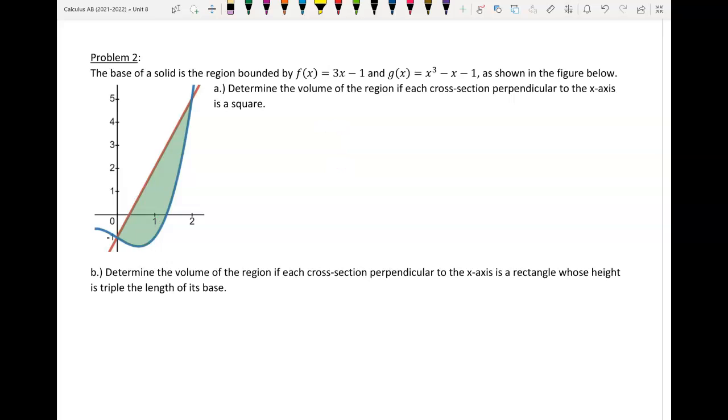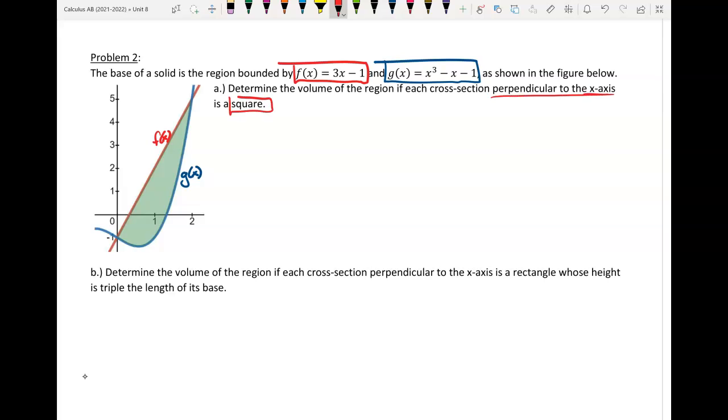Alright, so we have the base of a solid as the region bound by our linear function 3x minus 1 and our cubic function x cubed minus x minus 1. And so we definitely have our red function and our blue function as denoted by the colors in there. So this is definitely g of x and f of x. And it says, A, determine the volume of the region of each cross-section perpendicular to the x-axis. So that, again, is very important.